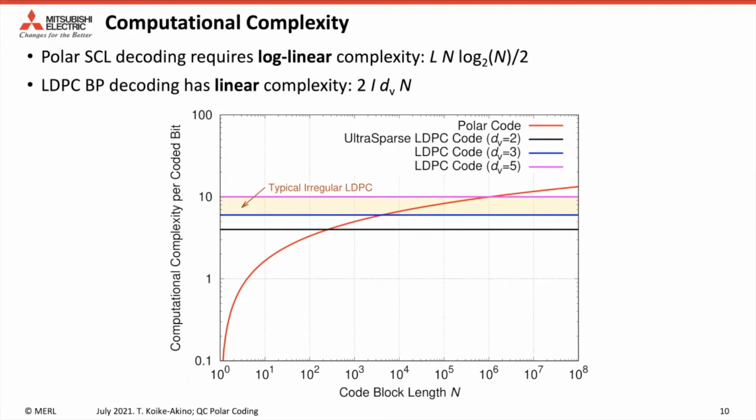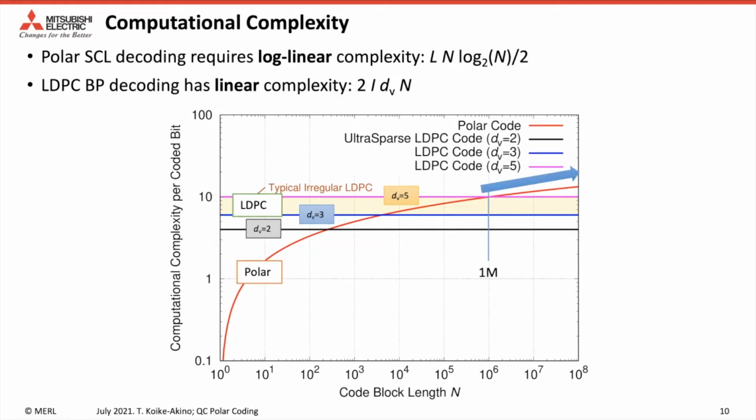It is known that polar SCL decoding requires log linear complexity. It may be a major drawback compared to LDPC BP decoding, which is a linear complexity. This figure shows the per bit complexity versus the code block length for LDPC of degree 2, 3, and 5. Polar codes have nonlinear complexity. Hence, for long codes, polar decoding complexity can be higher than LDPC decoding.